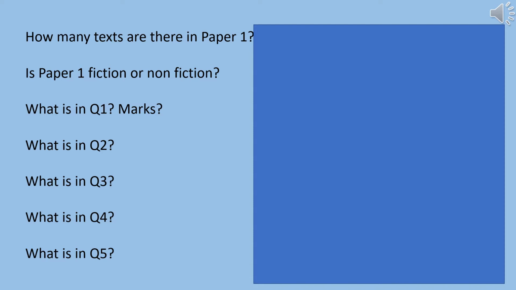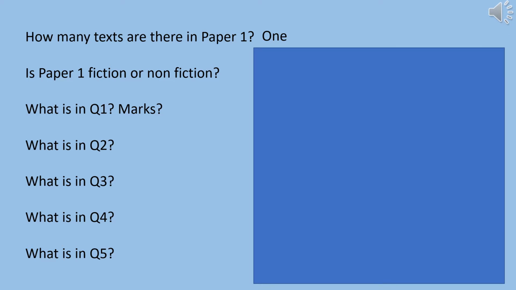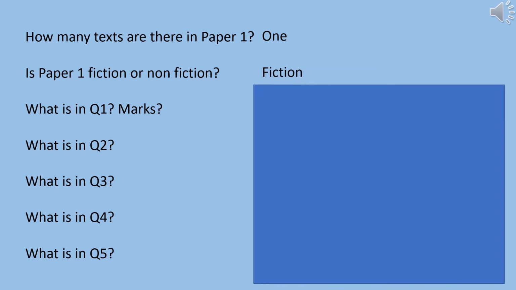How many texts are there in Paper 1? Is Paper 1 fiction or non-fiction? What's in the different questions and how many marks does each get? There's one text in Paper 1. Paper 1 is fiction.